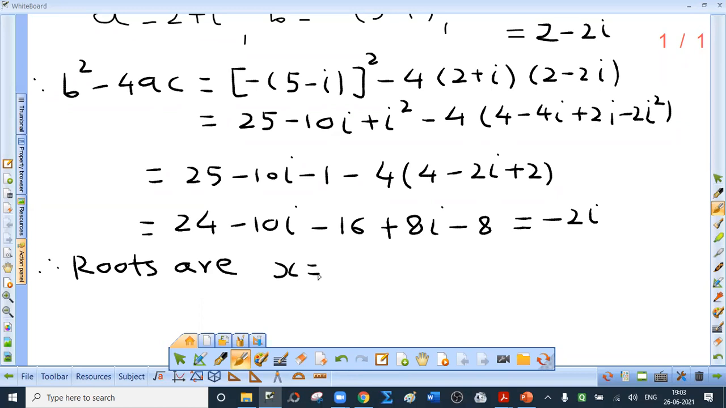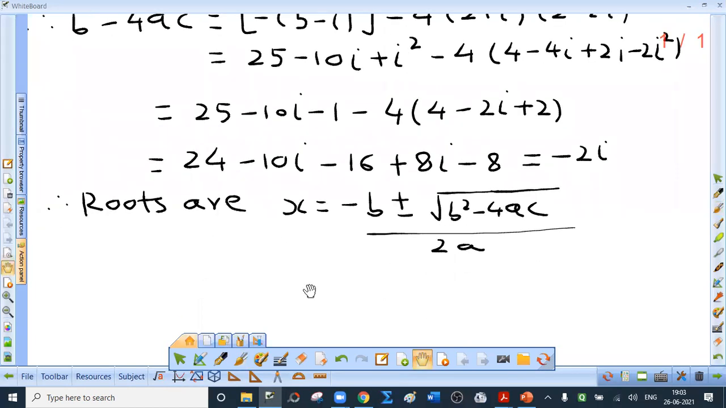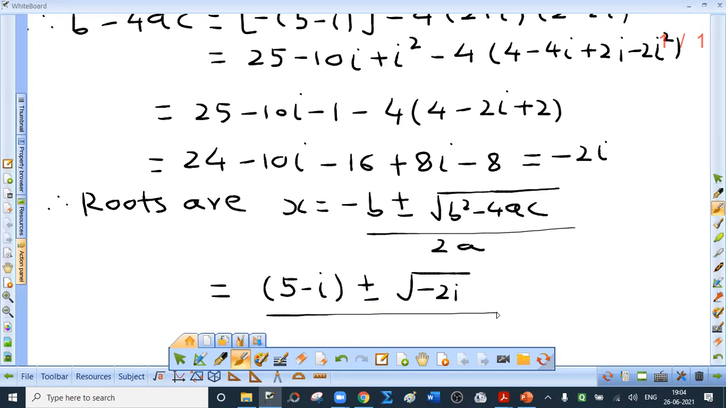So what are the roots? Substitute the values. Yes, so these are the roots. This is not the final answer, of course. We have to find the root of minus 2i separately.